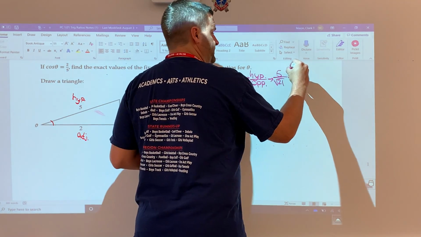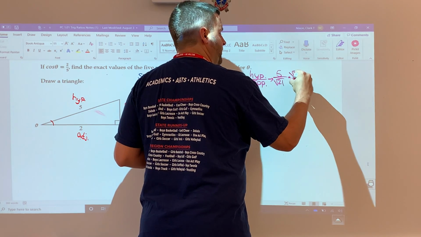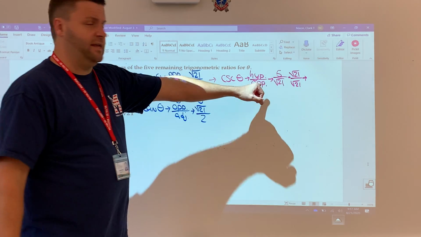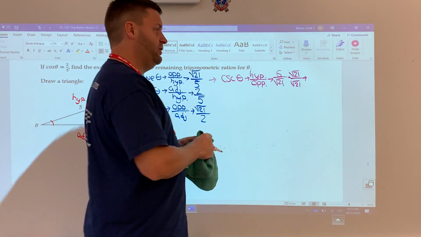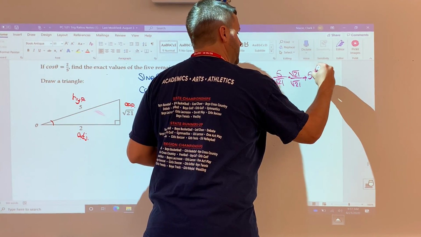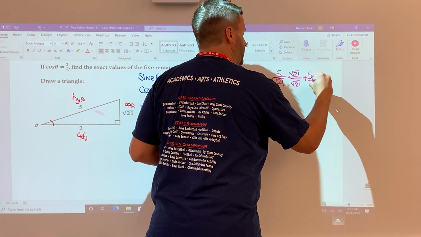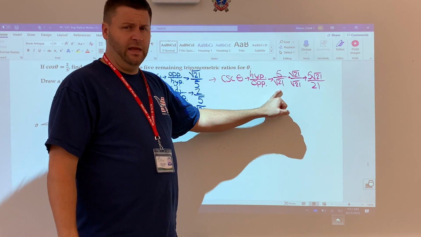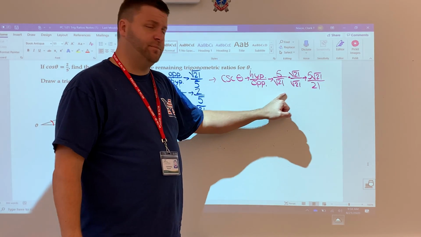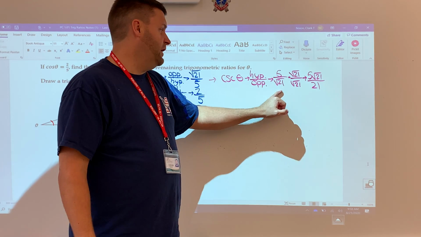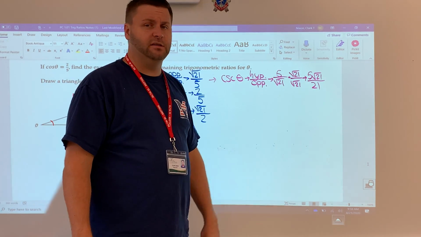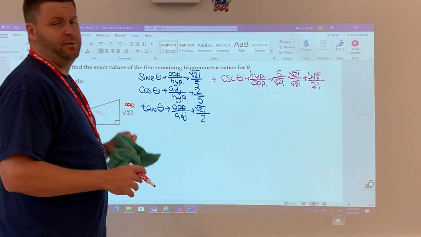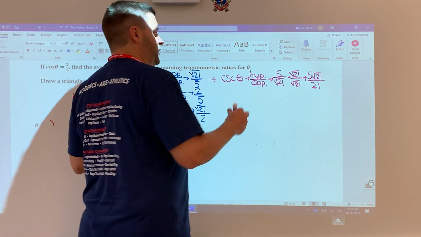So what I'm doing is I'm taking the denominator and multiplying it by top and bottom. And so by doing that, now in the numerator I've got 5 times the square root of 21 over just 21 now. When you take a radical expression like this and multiply it by itself, you're getting rid of the square root sign. So our final answer for cosecant of theta would be 5 times the square root of 21 over 21.